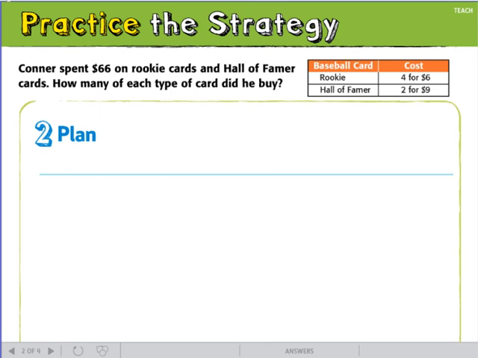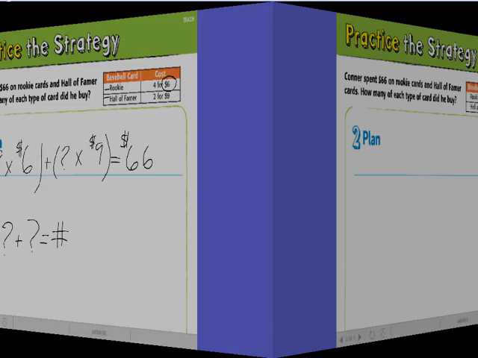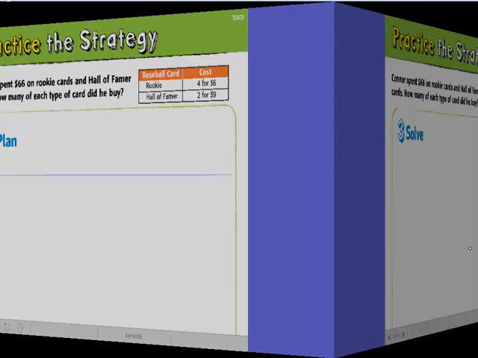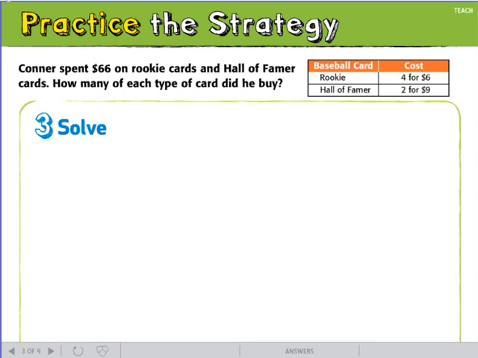I messed up. I put 2 plain things in there. Alright, so now we're going to solve it. We're going to solve our question mark times 6 plus our question mark times 9, and that's going to equal 66. Put all our dollar signs in.